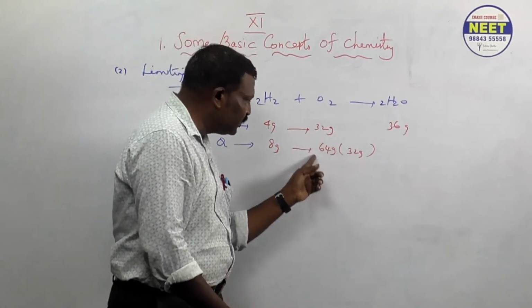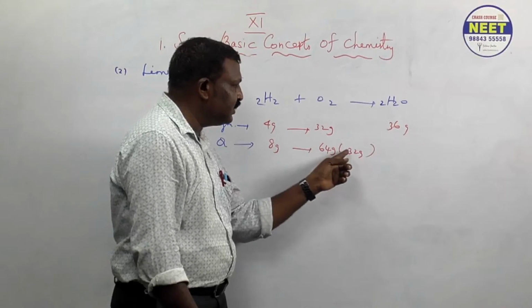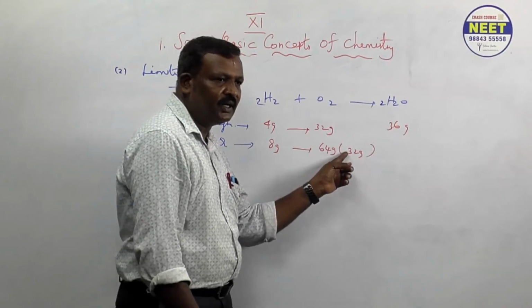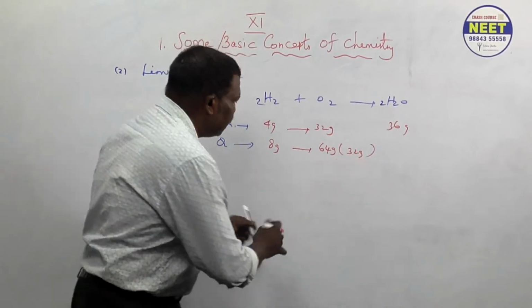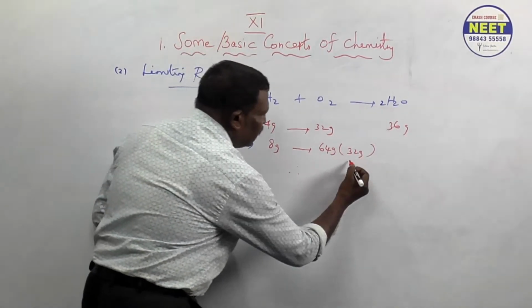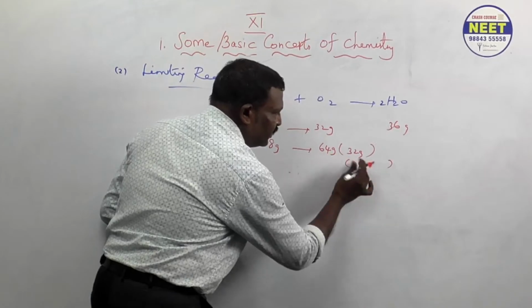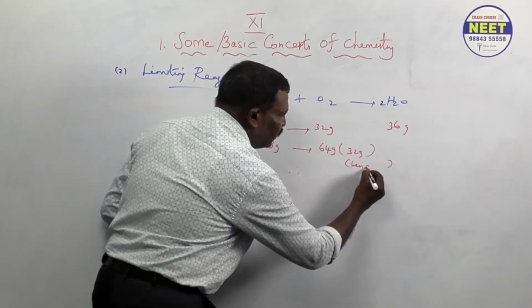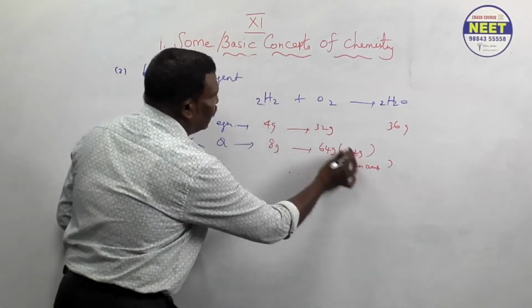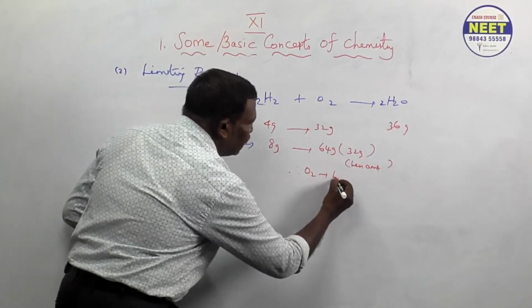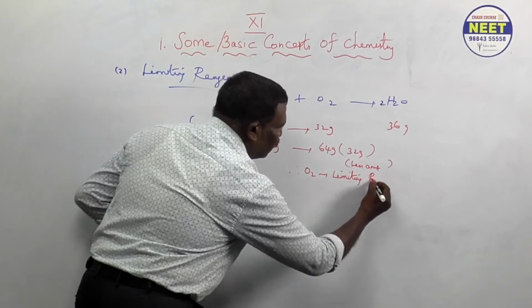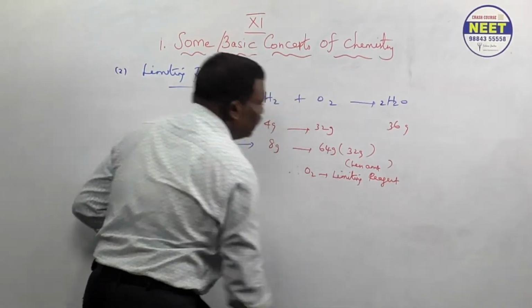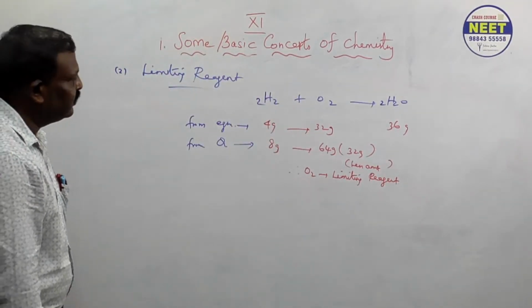Actually 64 should come, but the question gives only 32. So this is the less amount. When you compare this and this, it is called less amount. Therefore, less amount means the limiting reagent. What is the limiting reagent? Are you following? Understood?